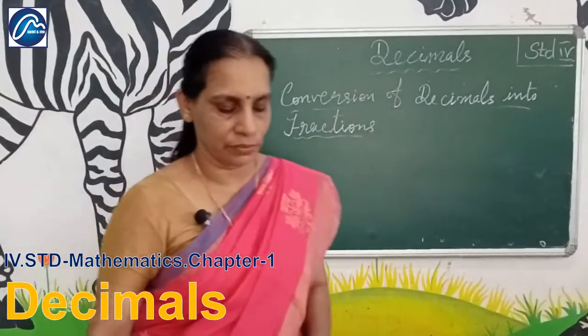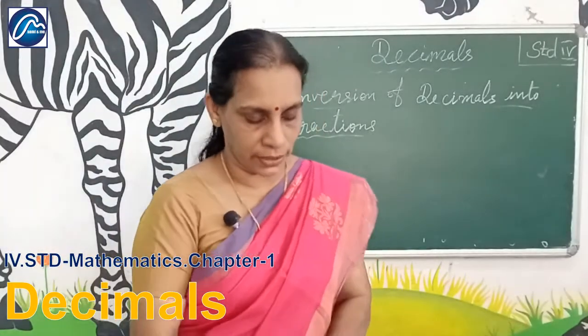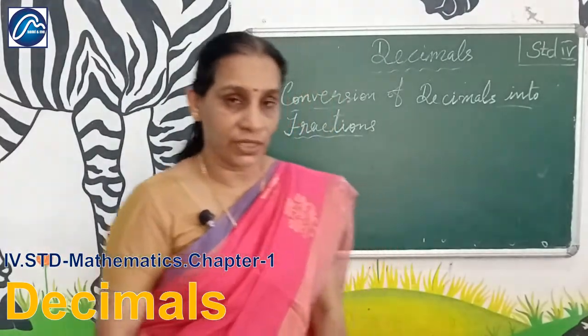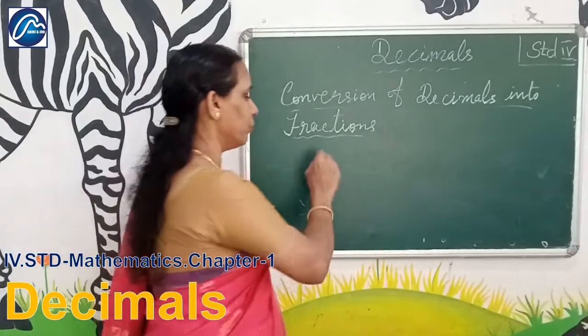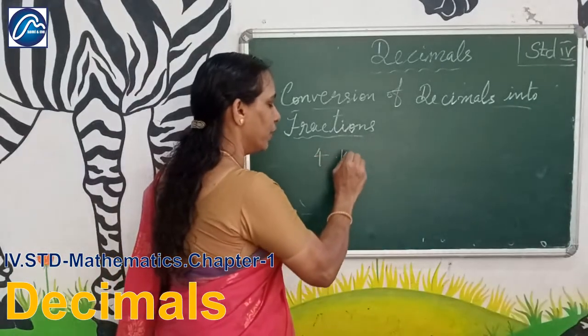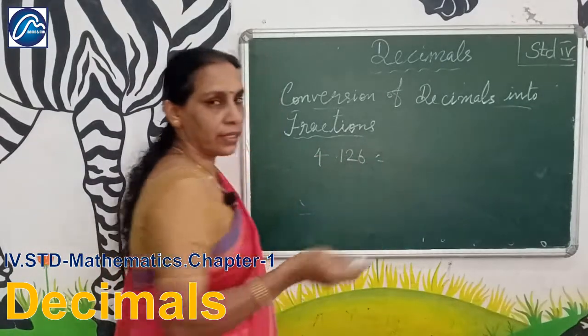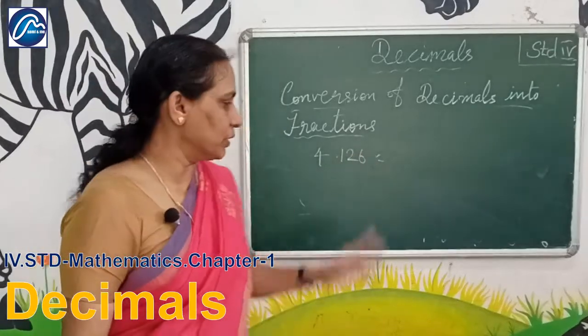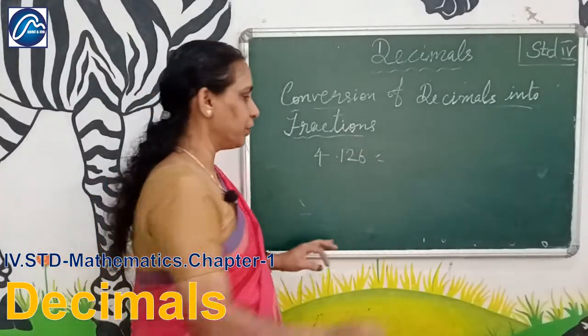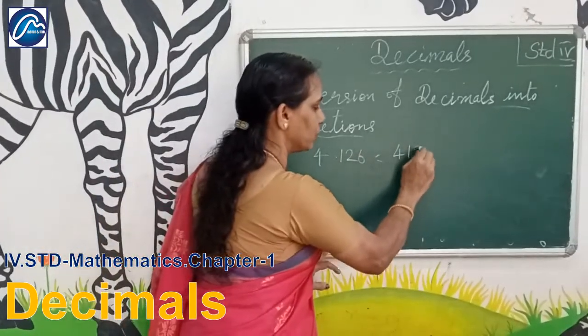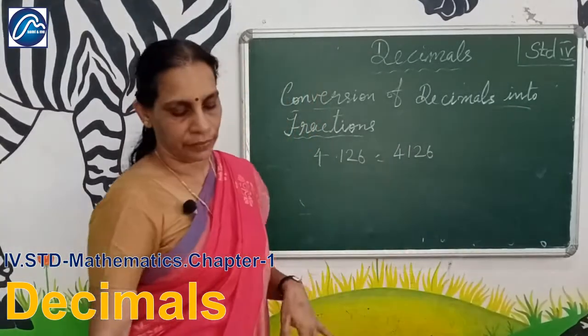Let's see what we do in conversion of decimals into fractions. First I will give you an example. 4.126. There are a few steps. First you remove this point. Without the point, we can write this number as 4126. Okay.